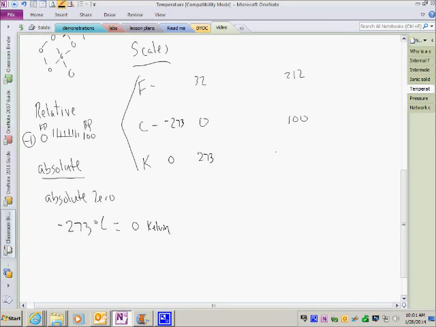Therefore, the boiling point of water would be 373. So note that the amount of increments of the Celsius scale are the same as the increments for the Kelvin scale. At this point, you could do a mathematical relationship between the two. The Celsius plus 273 equals the Kelvin.